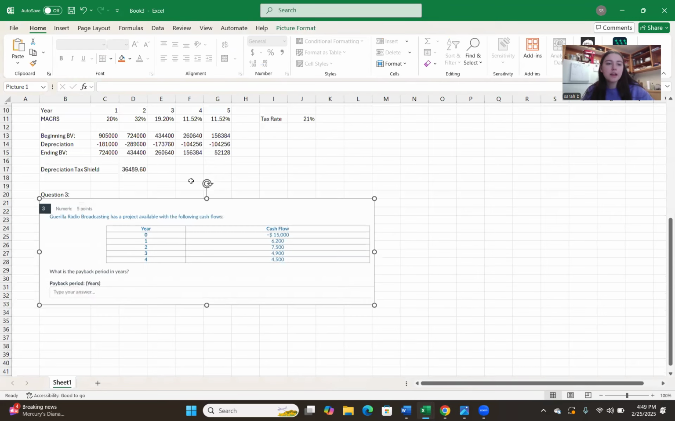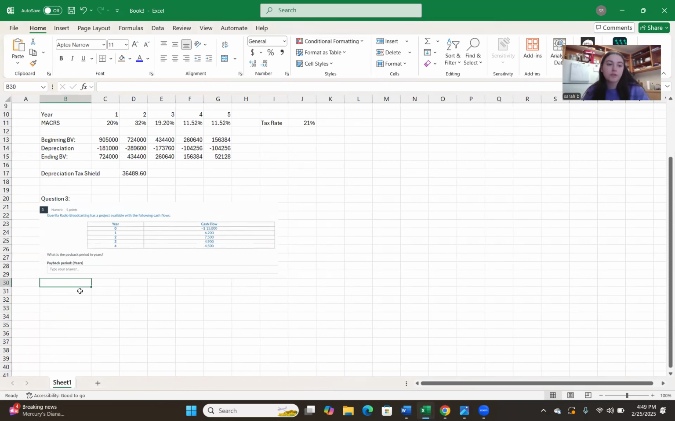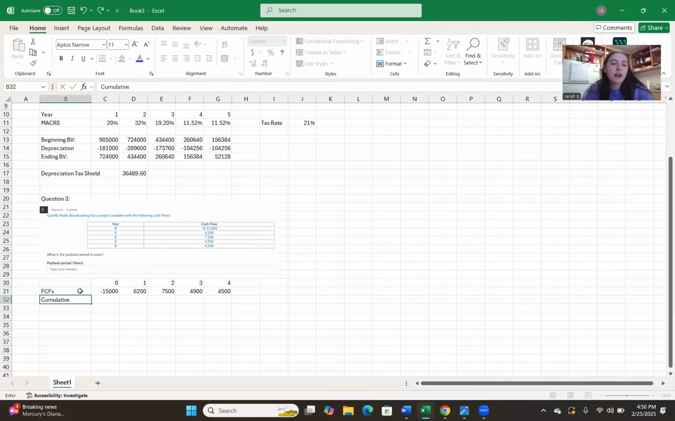Okay, payback period is the only decision rule where you don't use your free cash flows, well, not explicitly your free cash flows. You have to create a new line called cumulative cash flows. So what I'm going to do is just copy down my free cash flows from here, and then I'm going to create a cumulative cash flow chart underneath. So 4,900 and 4,500. Okay.